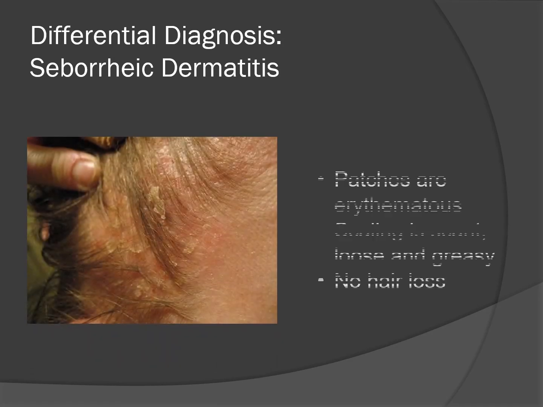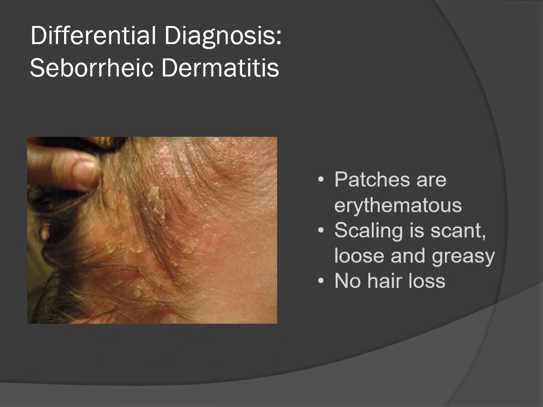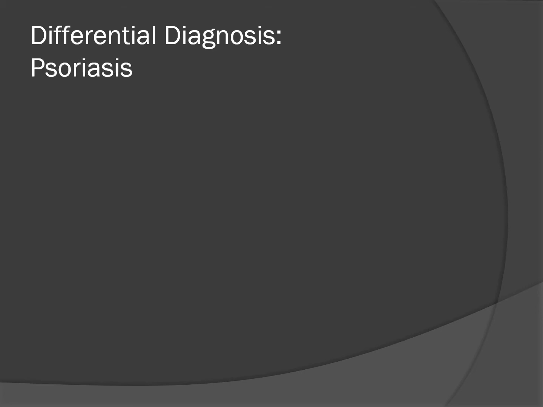Seborrheic dermatitis lesions can also be differentiated from Tinea Capitis in that the patches here are erythematous, and the scaling that we see, although also scant, is loose and greasy and yellowish, and there is no sign of hair loss in these lesions.